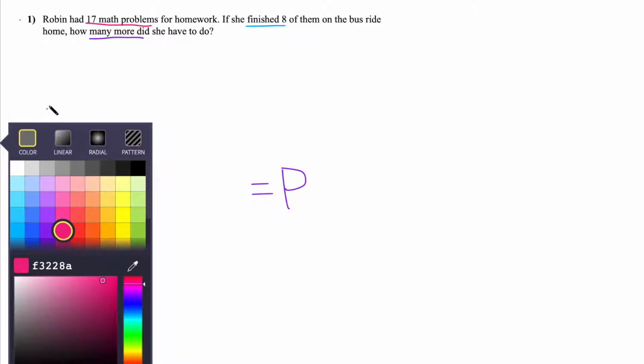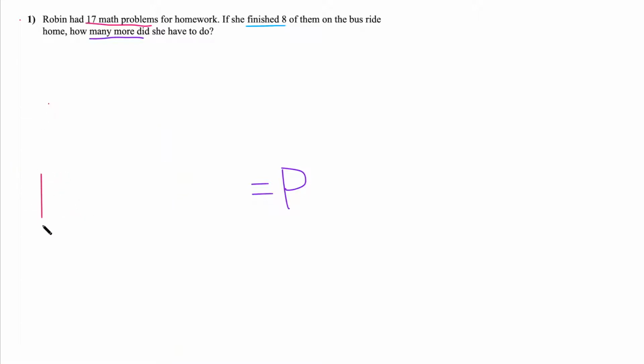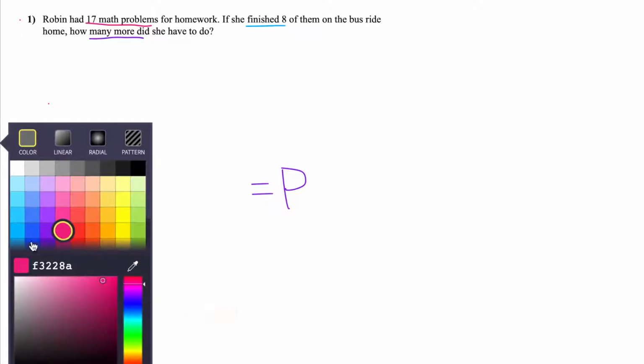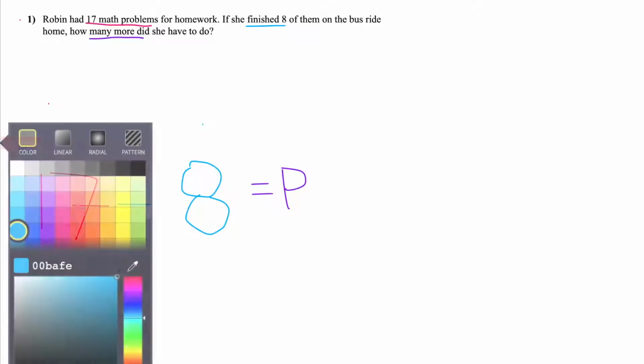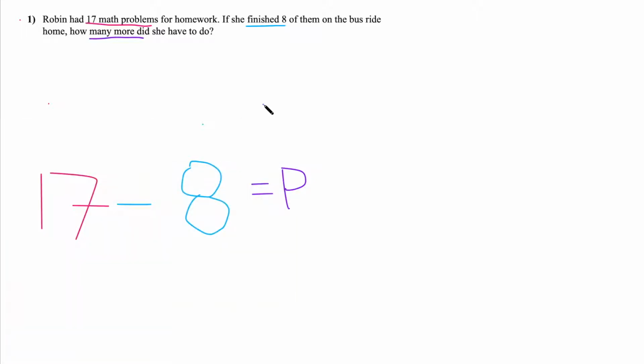So we can write that over here. So we're going to write 17 math problems. That's how many she started out with. Now she already finished 8 out of 17 of her math problems. So we can subtract 8 from 17 because she already finished. 8 of those are done. And we know that P is what she has left. So we know that 17 minus 8 equals P.